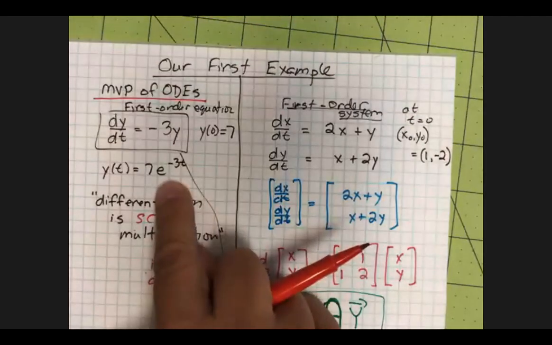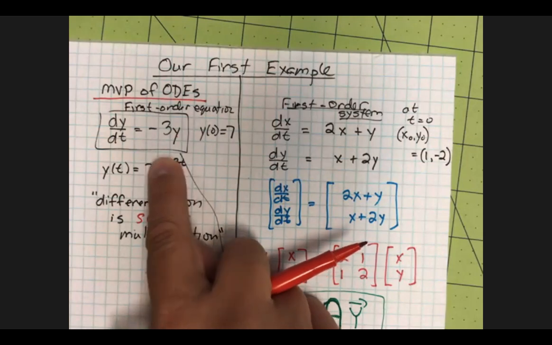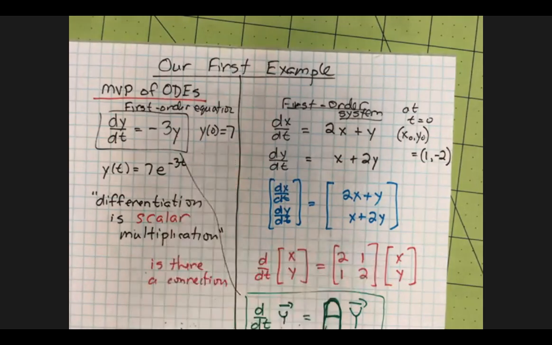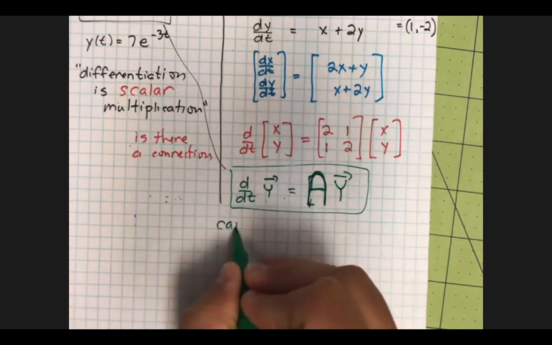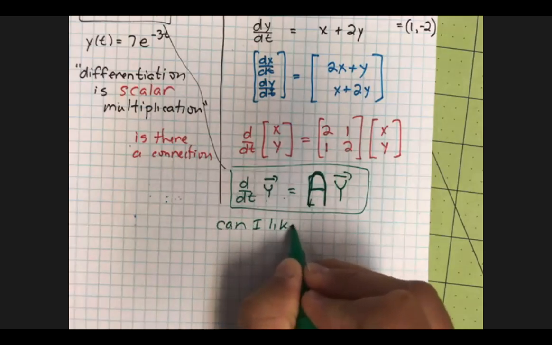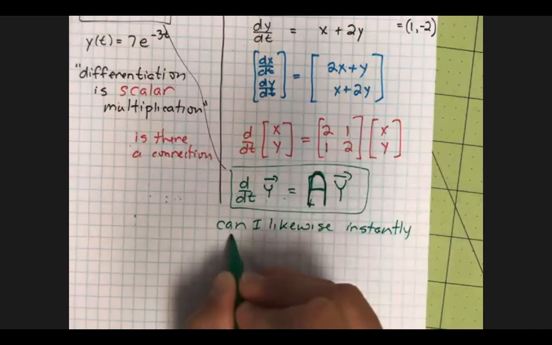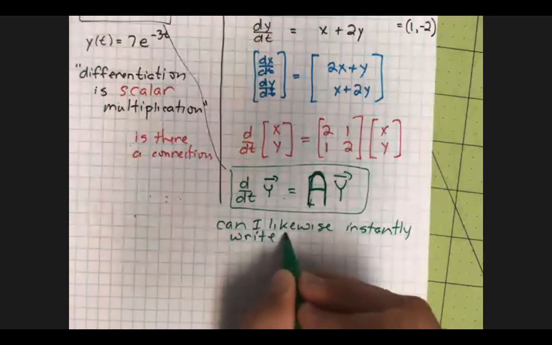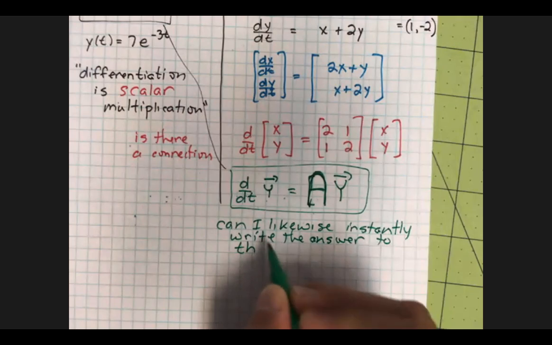If I can do these problems on sight instantly, if I can instantly write down the answer to this problem, first order equation, exponential growth, if I can instantly write down the answer to this problem when I see it, can I likewise instantly write down the answer to this question, to this equation, to this problem?